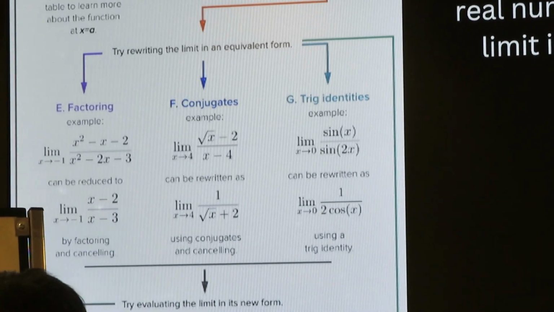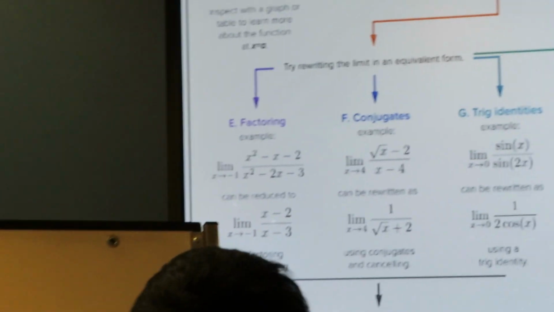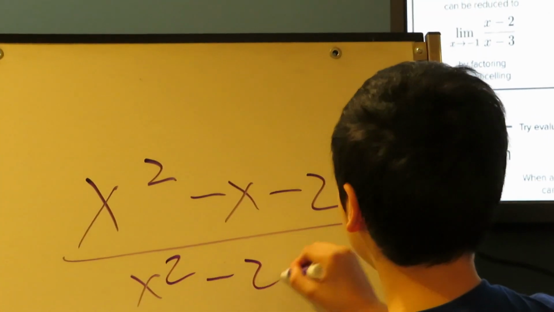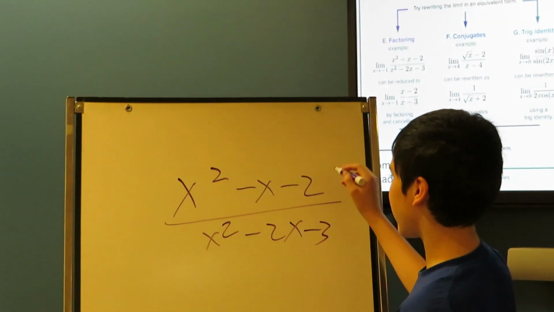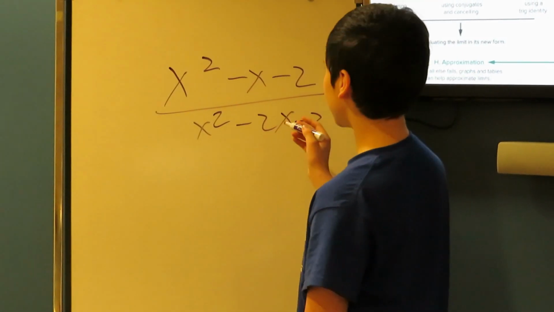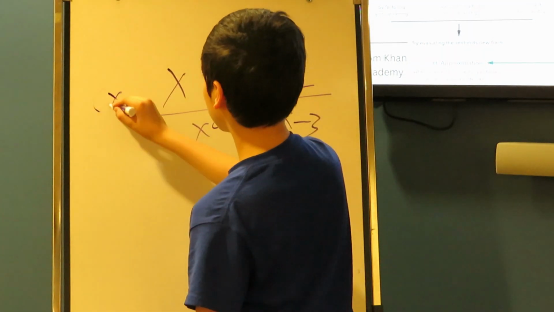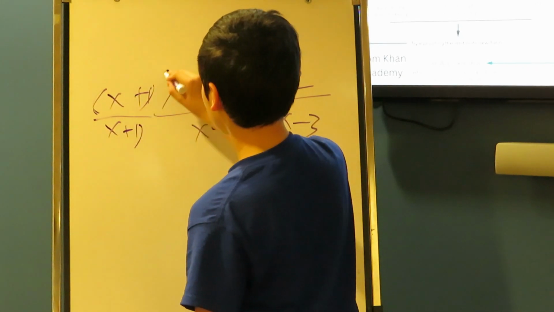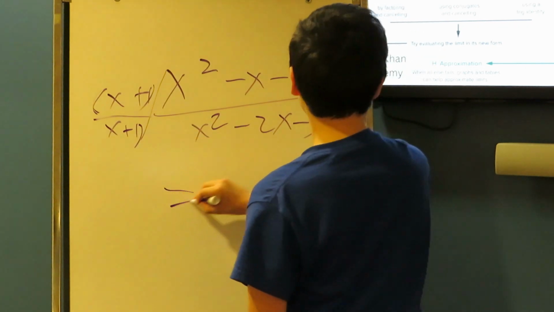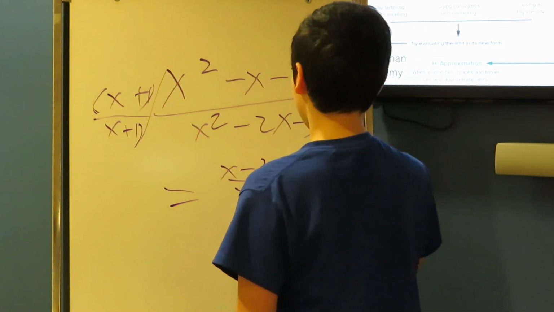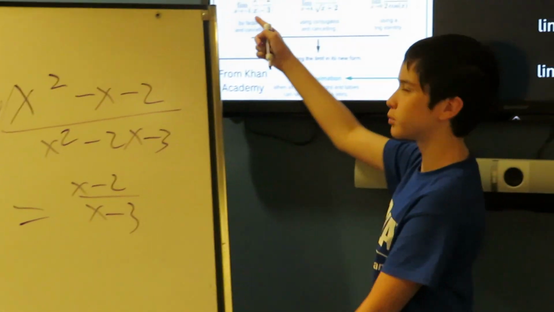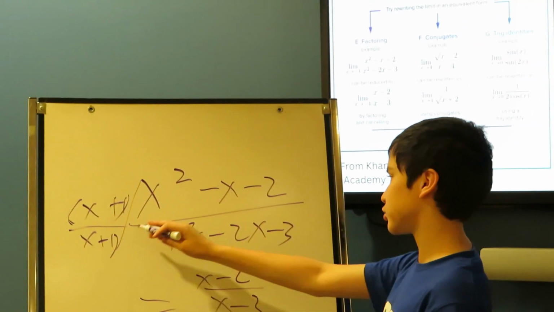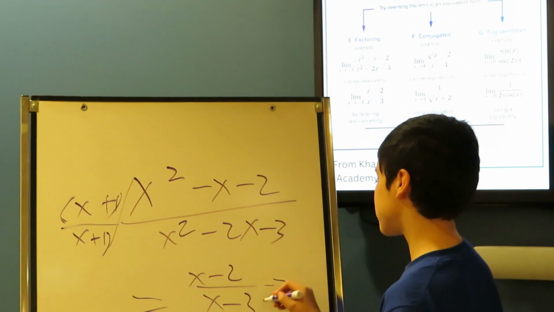If we need to factor, for example, we have the function x squared minus x minus 2 over x squared minus 2x minus 3. We can see that we can factor a value of x plus 1 out of it. And now this would give us, and if you can see over here, we're trying to find the limit as x approaches -1. Originally, we could not do this since there was a factor of x plus 1 in the expression, but now we can just safely substitute -1.